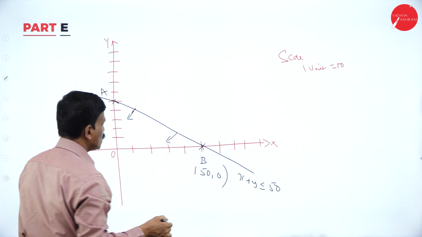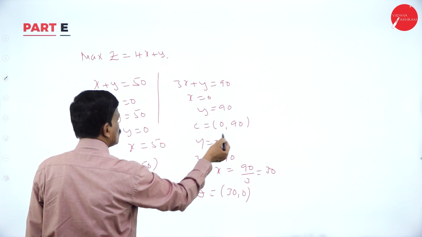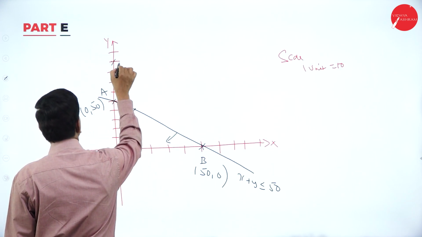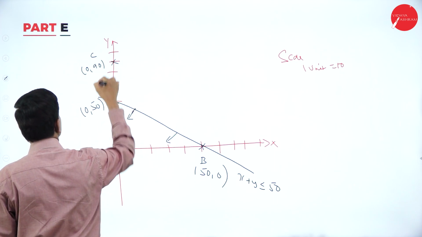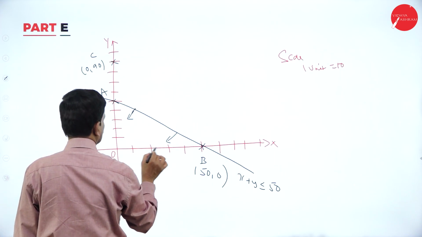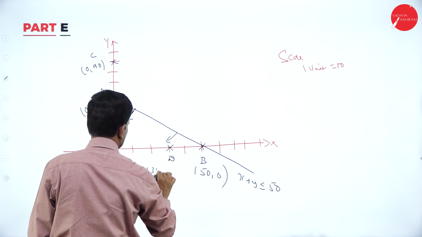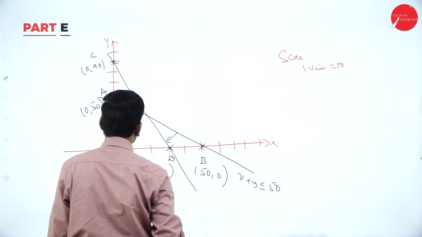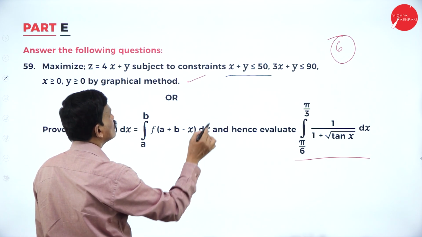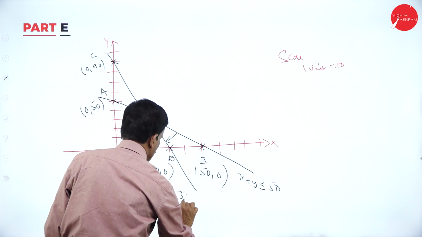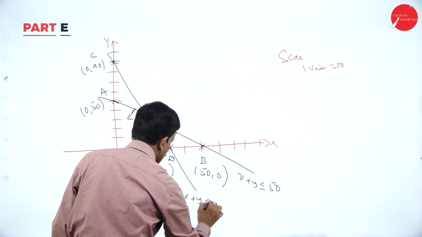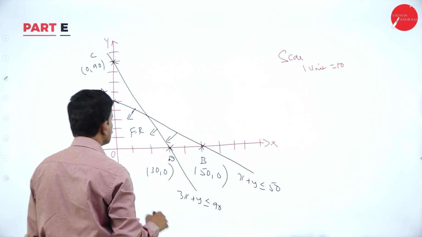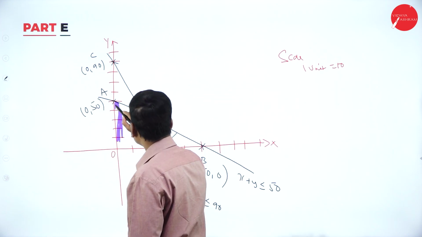Now the second, what is the second point? C is 0, 90. C is 0, 90, and D is 30, 0. This is D 30, 0. Just draw a straight line like this. What is the equation? That is 3x plus y less than or equal to 90. Less than or equal to 90 means this is the feasible region, right? So the shaded region. This is the feasible region.